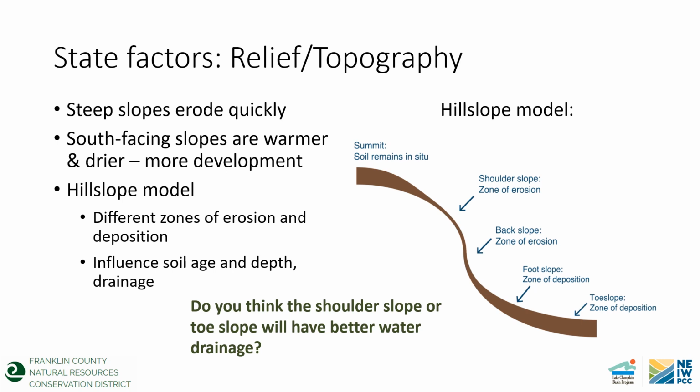Soils on the shoulder slopes and back slopes, so the convex parts of the slope, tend to get eroded, and so those soils will be relatively thinner. Soils at the foot slope and toe slope, or the concave parts of the slope, are going to receive these eroded materials and are the zones of deposition. You can imagine that this model and the soils that result from these processes is also going to affect water drainage. Looking at the diagram, do you think that the shoulder slope or the toe slope soils will have better water drainage? Why?